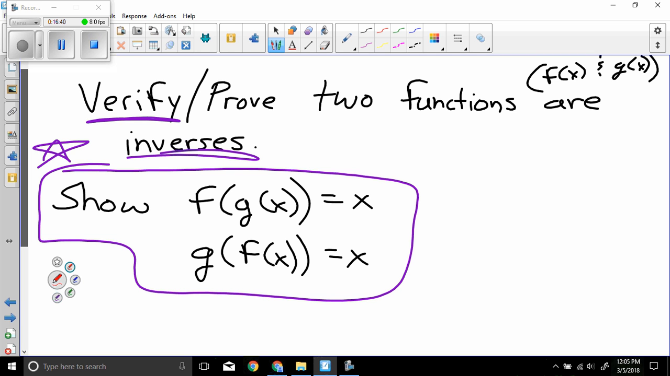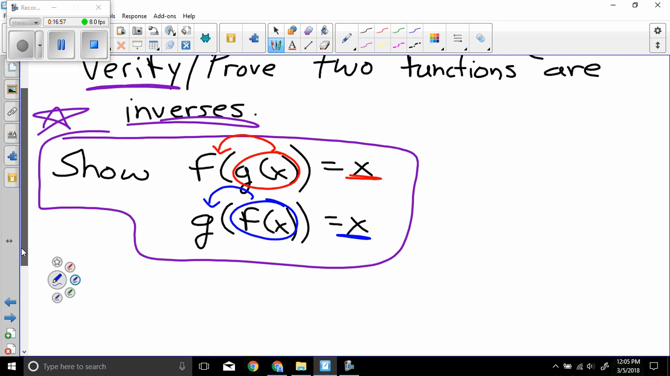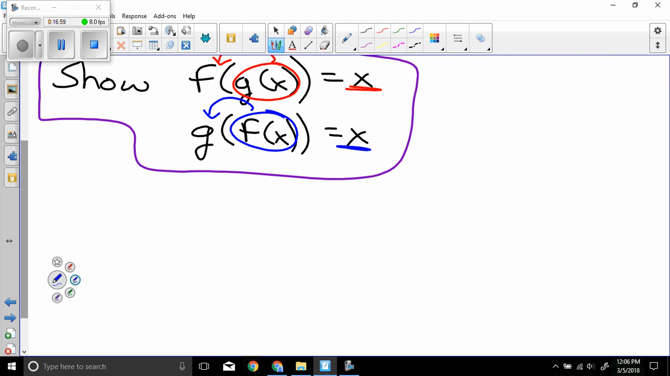I am supposed to take g of x and plug it into f of x. After I work everything out, I should get just an x. Then I'm going to turn around and take f of x and plug it into g of x. And I better just get an x. So let's see how this is going to work. Here's an example.